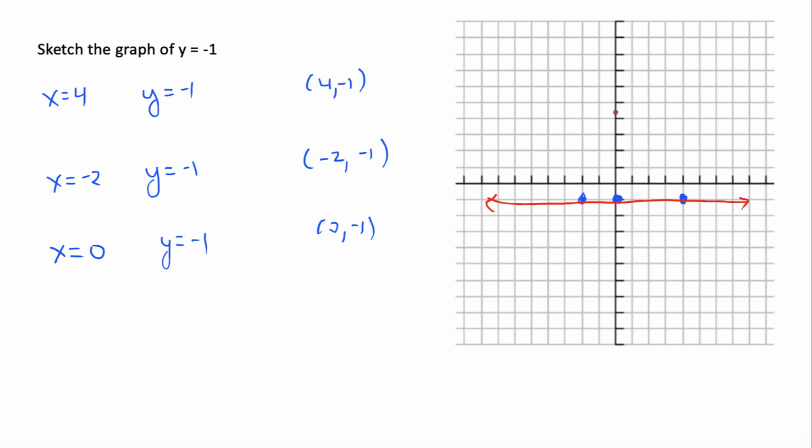Notice that this line goes through the y-axis at the point -1. Think about that. That's what this is saying here. So it is a line. So remember, each point here, we can get the ordered pair, but it turns out that no matter what x is equal to, y will always equal -1.